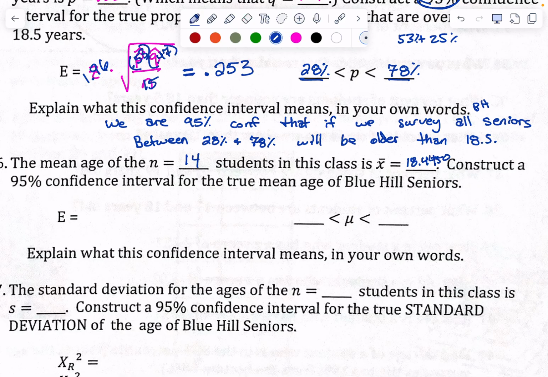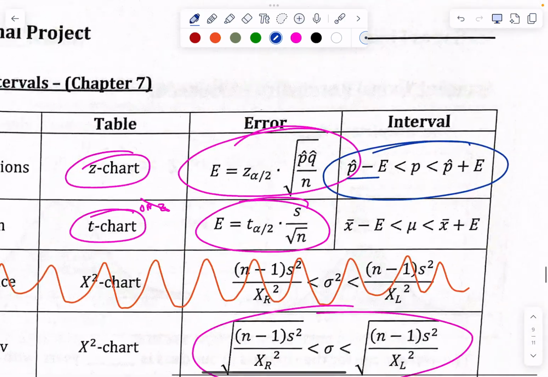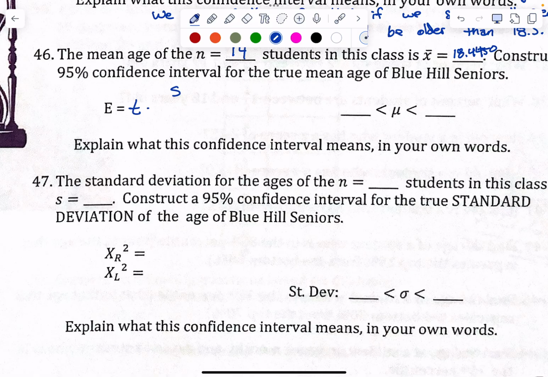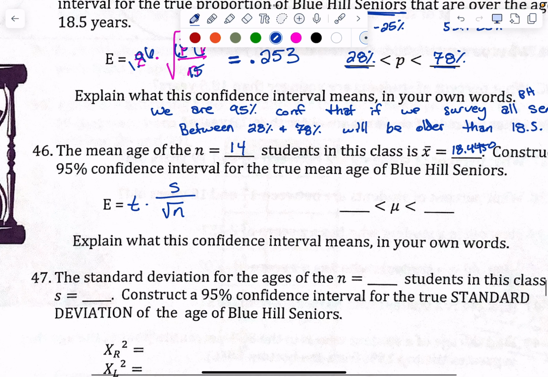Okay, construct a 95% confidence interval. The formula is this: we need T, which is 1.96, times S over the square root of N. T is how much? 1.96 again, if you look up 95%. Nope, we're on the T chart now. 95% at how many degrees of freedom? 13 degrees of freedom, 95%.